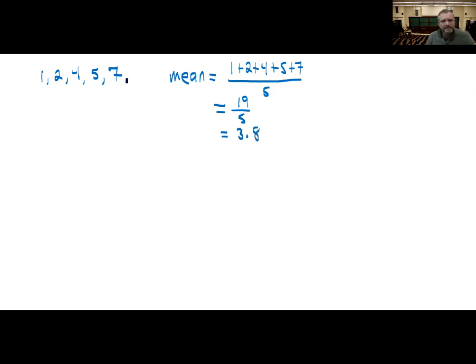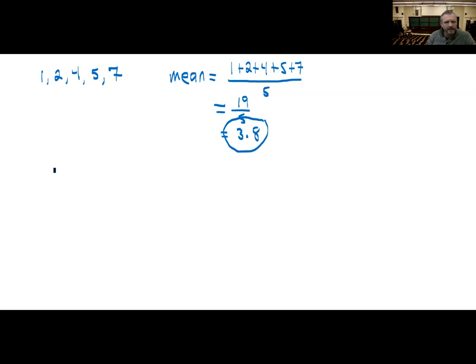Does 3.8 seem like a good number to represent this set? Would this, in other words, would 3.8 sort of be the archetype for this set right here? And I think it would. I mean, it's not that far from 7 or 1. It's close to 4, which is in the middle. It's all good.